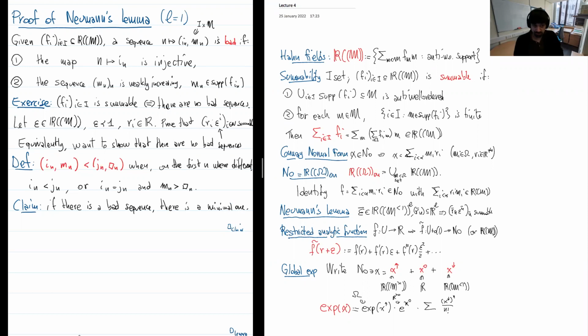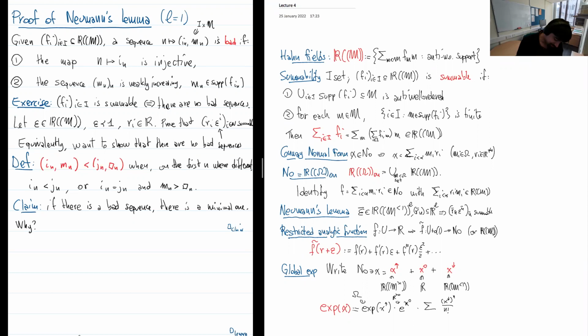Minimal according to this order. How? So why? Well, you can just construct it. Suppose that there is some bad sequence. Then among all the bad sequences, you can choose the ones where i naught is minimal. That is the minimum possible natural number appearing at the beginning of a sequence.